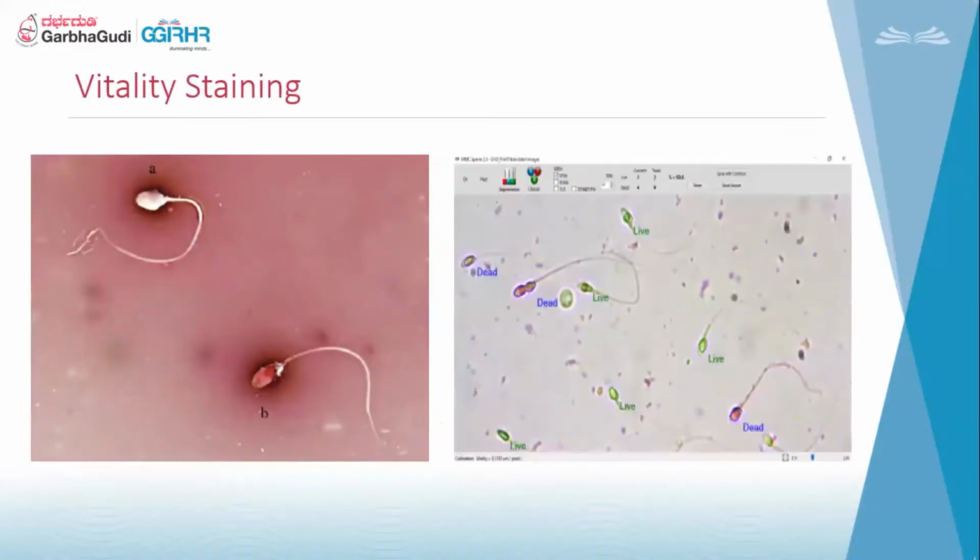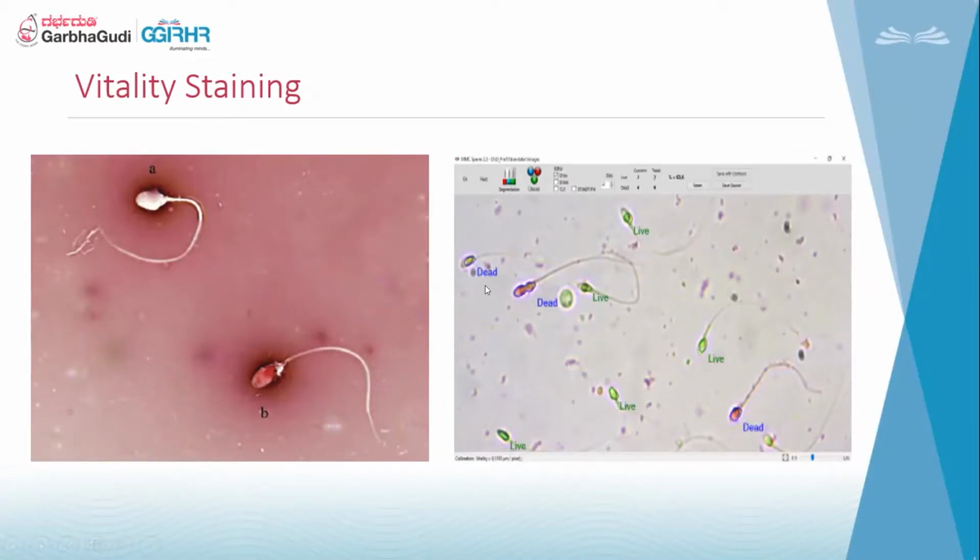This is a picture I have put for your understanding. In the A sperm, who can tell me what it is? The live one. Yes, that is a viable one because it is not stained. It is fully white in color. And the B one is stained. So it is easy to differentiate which is viable and which is non-viable, and why that is happening, that also we are clear, right? Yes, ma'am.